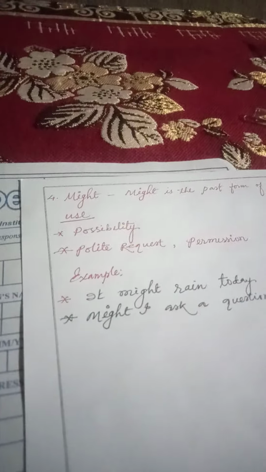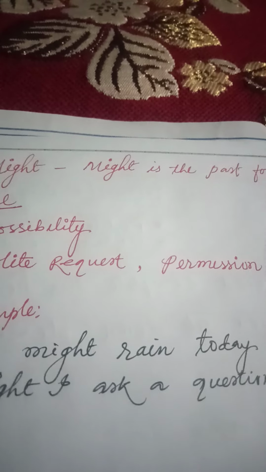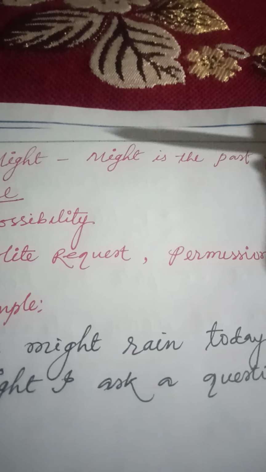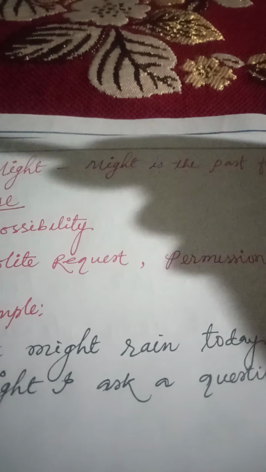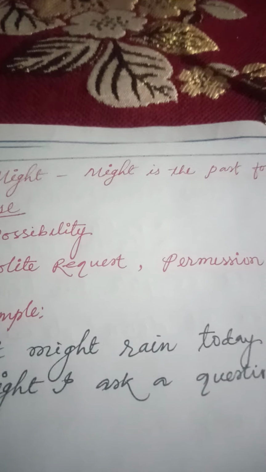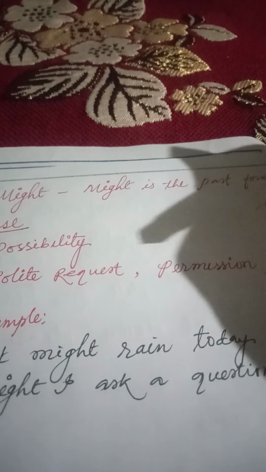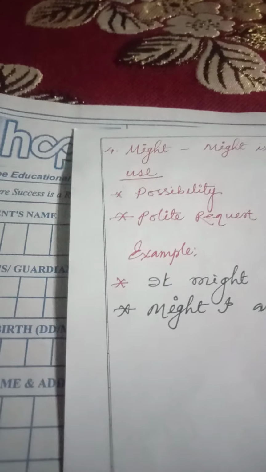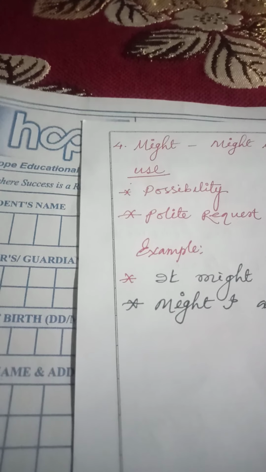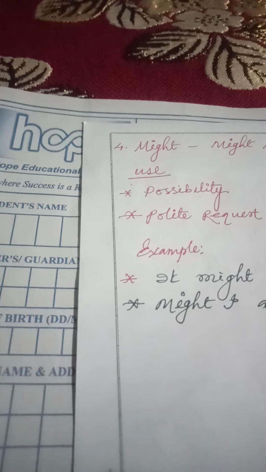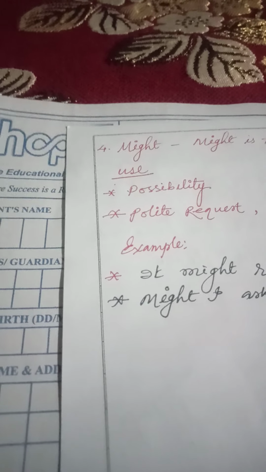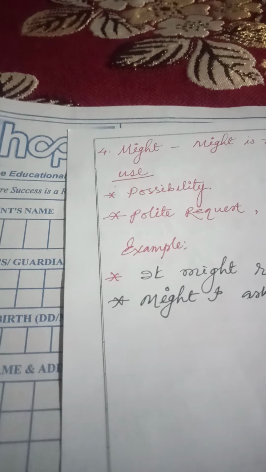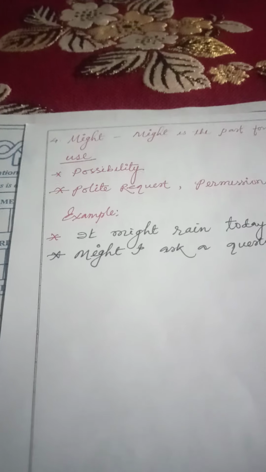Fourth modal is might. You know, might is the past form of may. Might is also used to show possibility in the past, polite request, and permission. For permission, there are three modals, can, could, and may, along with might. But you know, may is universal, can is only for granting permission, and might is informal in polite request and permission.